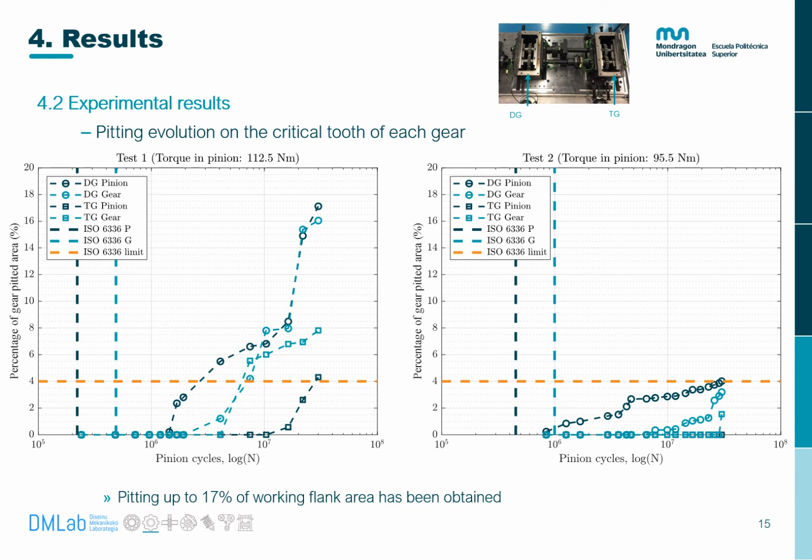In this slide, the pitting evolution on the critical tooth of each gear of the 2 tests is presented. The horizontal orange line is the pitting failure limit of ISO 6336, and the 2 vertical lines on the left side of each graph are the calculated pitting life of the pinion and gear with ISO 6336 Part 2. In test 1, all gears' critical tooth has exceeded the limitation of 4% pitted area, and in both tests lives much longer than calculated, which are the vertical lines, have been obtained.